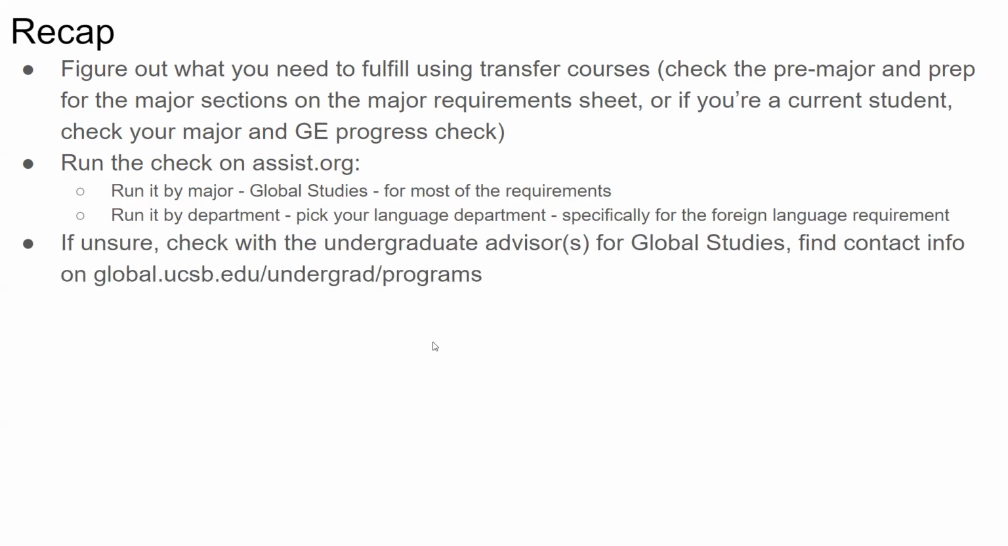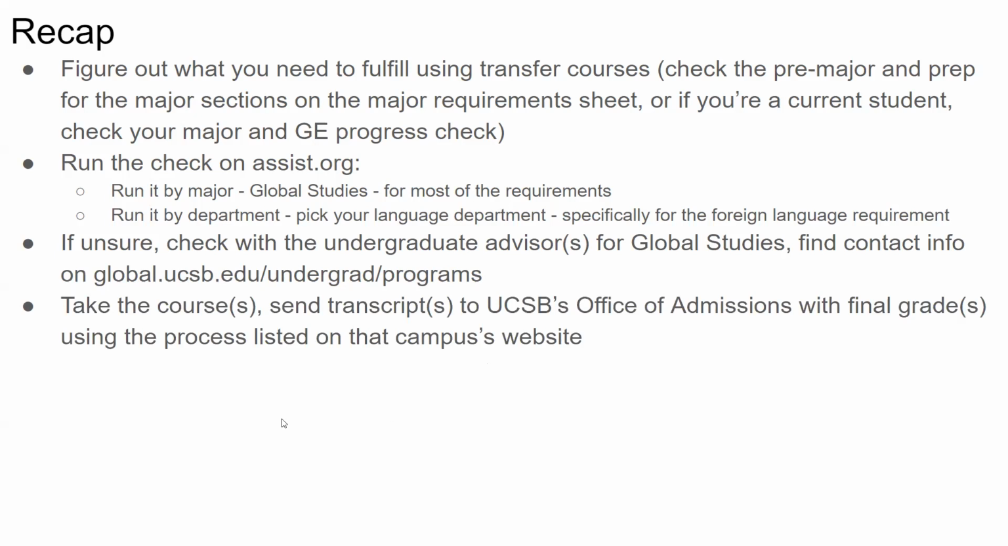And then if you're ever unsure, check with us in the undergraduate advising office for global studies. You can find our contact information back on our website underneath the undergraduate advising tab. Here is the URL. It's listed as /undergrad/programs. But just know you can find our current information there.